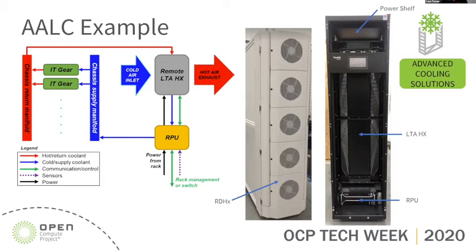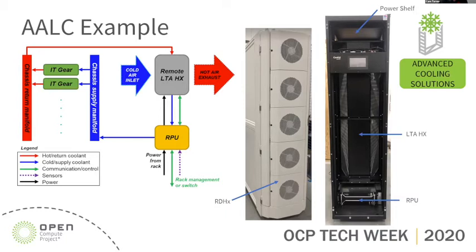You can see in the block diagram, the RPU is powered from the rack, and it can in turn power the remote liquid to air heat exchanger. The RPU is also what is connected into the rack manager or the BMS system, and it's responsible for all aspects of control and monitoring for the cooling solution as a whole. So this includes the remote hex as well as the RPU.